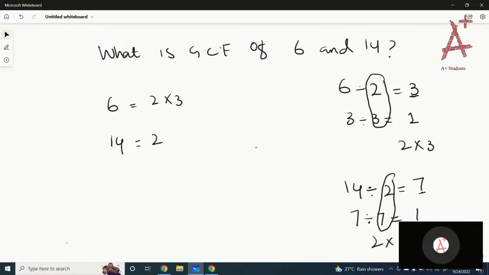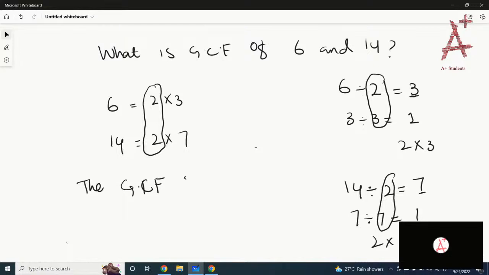Got it? So let's write the prime factors of 7. Got it? Okay, now you have to find the common factor. You have only one common factor, that is 2. That means the greatest common factor, the GCF of 6 and 14, is 2. Got it? So the greatest common factor of 6 and 14 is 2.